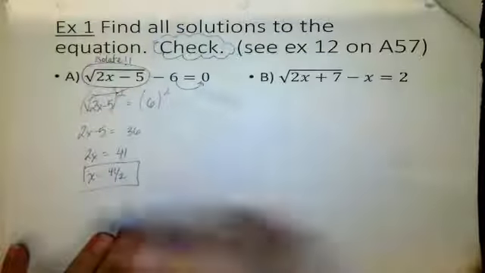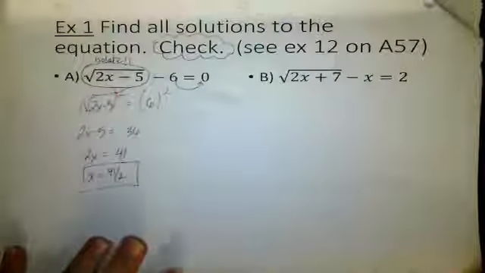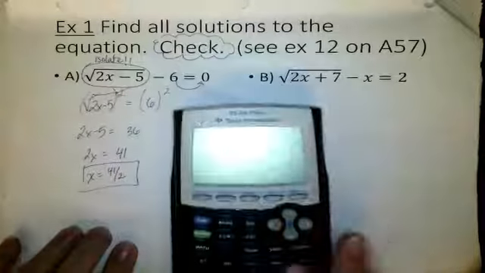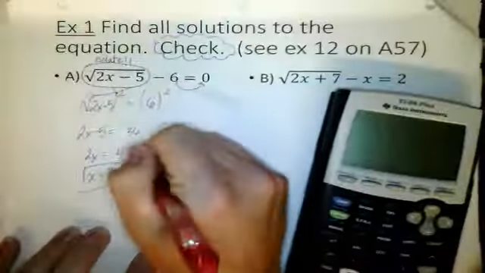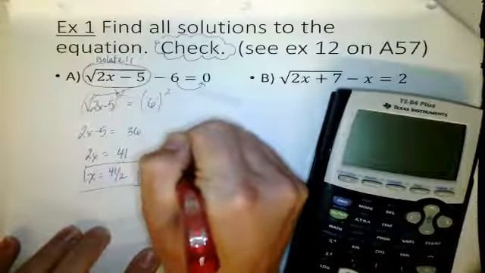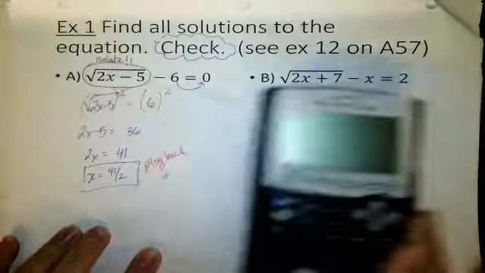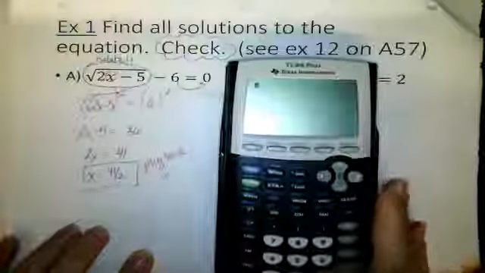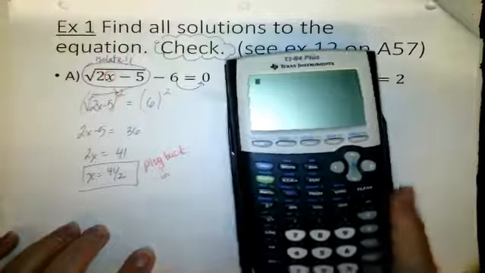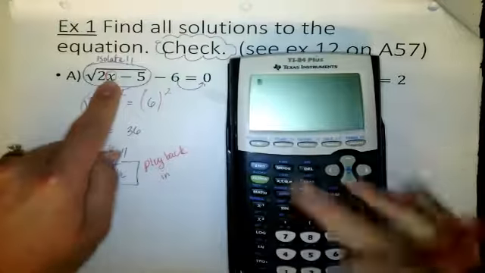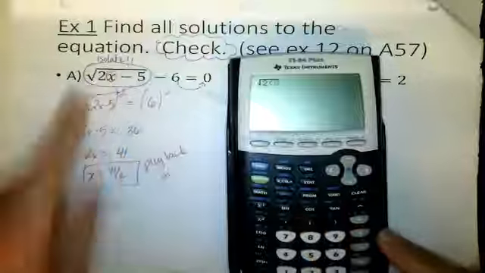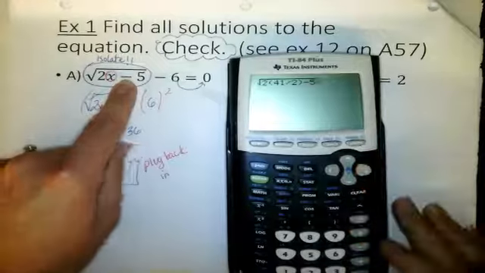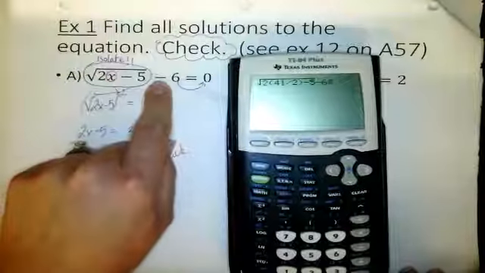So this is a possible solution, and I absolutely want to check it just to make sure it's an actual solution, not a false solution. And so the easy thing to do is plug it back in, and you can do this on your Casio or your TI calculator. It's pretty much the same. So I'm just going to take that 41 halves and put it in place of x. So I'm going to do big square root 2, and I'm going to use parentheses, 41 over 2. And then I have subtract 5, and that's under the radical. And then I'm going to subtract 6 on the outside of the radical.